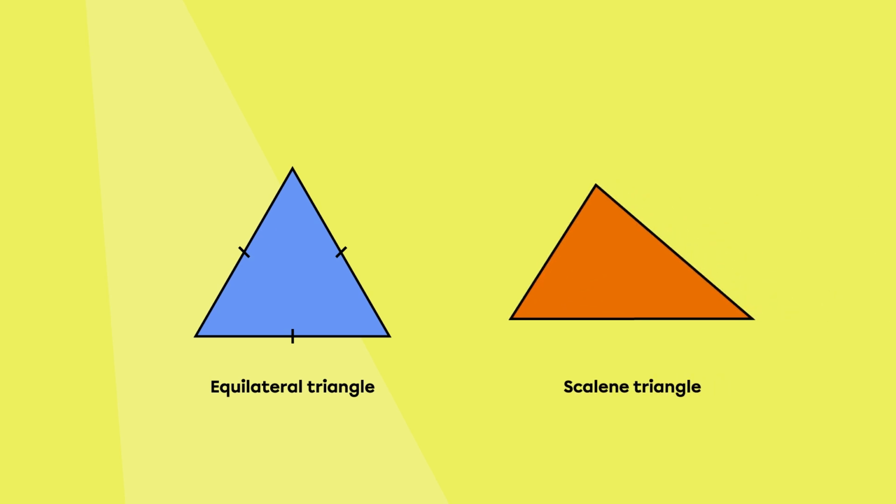There are also scalene triangles. What makes this triangle unique is that it has three different side measurements. For example, this triangle has one side that is 8 centimeters, one that is 10 centimeters, and one that is 12 centimeters. It also has three different angle measurements.